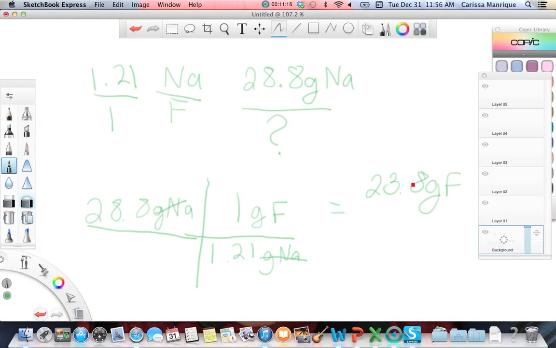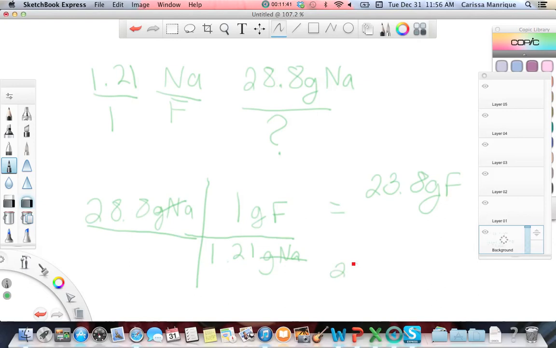Okay, so that tells me if the ratio of sodium to fluoride is 1.21 to 1, and I produce this much sodium, then I have to have 23.8 grams of fluorine. Now test this out. Let's see, what if I'm lying? On your calculator, do 28.8 divided by 23.8. Let me write that over here.